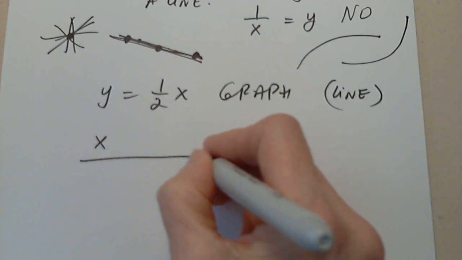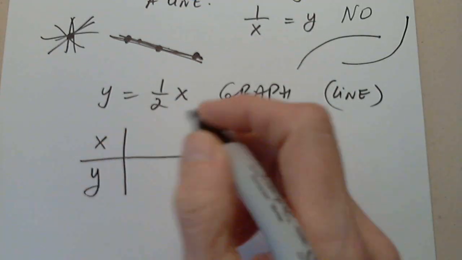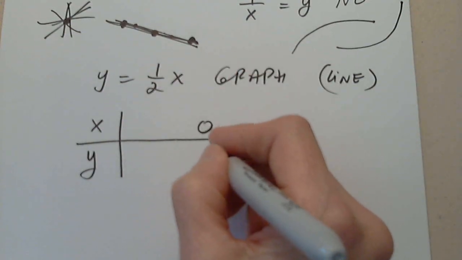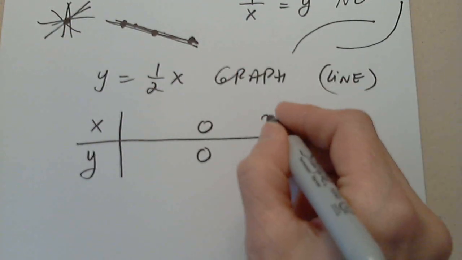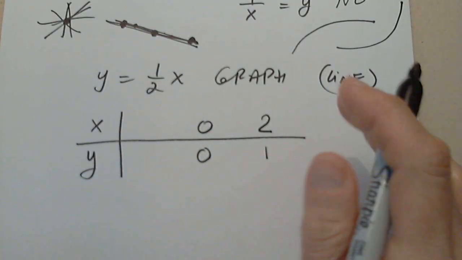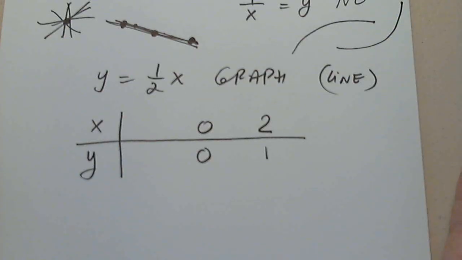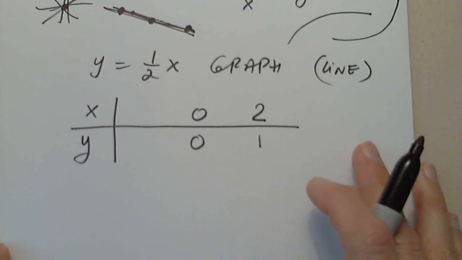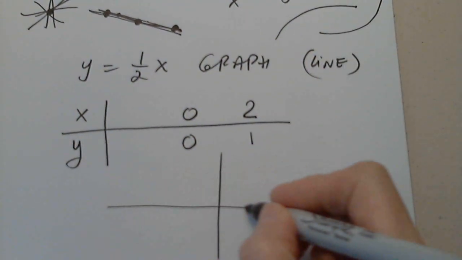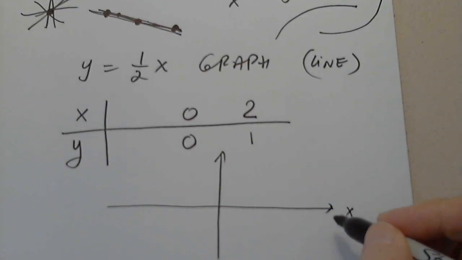Here's one option: write a table and choose some values of x. Of course, I want to choose 0. Of course, I want to choose 2, because 1/2 times 2 gives me a nice number, and stop. There is no need to waste my time. That's what I need, 2 ordered pairs. So then I draw the coordinate system and plot the 2 ordered pairs.